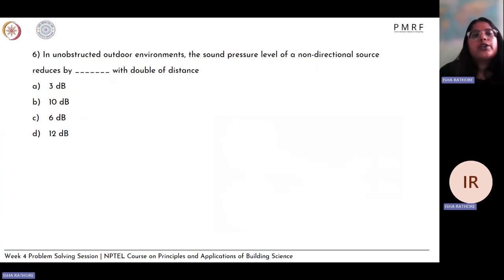Okay, so moving on to question 6. In unobstructed outdoor environments, the sound pressure level of a non-directional source reduces by dash with double of distance. The options are A, 3 decibels, B, 10 decibels, C, 6 decibels, and D, 12 decibels. So by how many decibels does the sound pressure level decrease if we double the distance from the source?